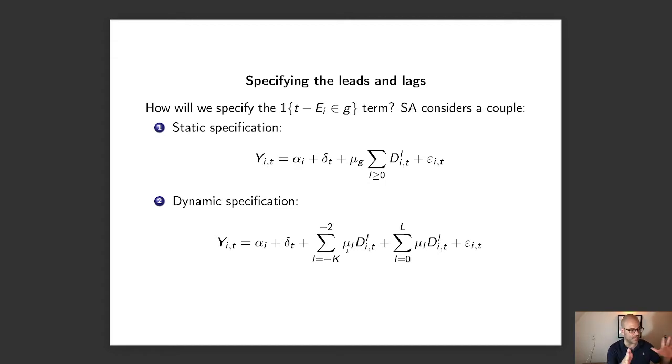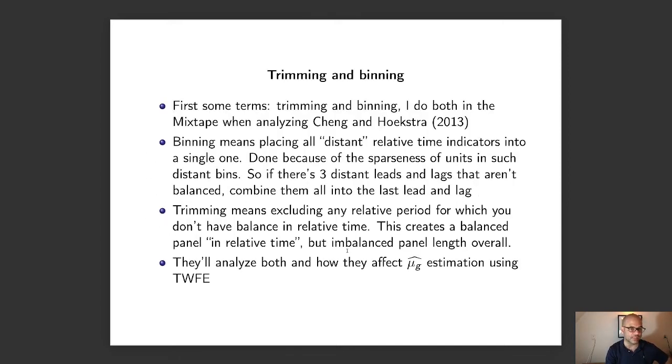It's weird because the data structure is still that perfect square, or rectangle. But when you're moving it into relative time, it's now imbalanced in relative time. And so people will typically do one of 2 things. They'll bin. In my mixtape, I show both of them. They'll bin, which means placing all distant relative time indicators into a single dummy. So you can bin them. And the other is you just drop them, and you impose balance through dropping.